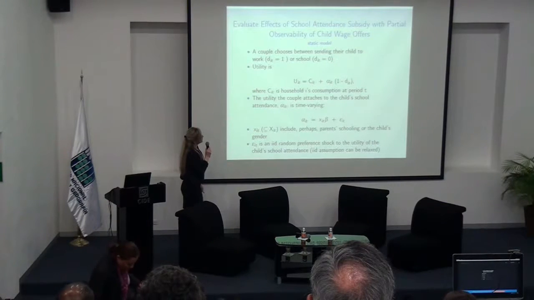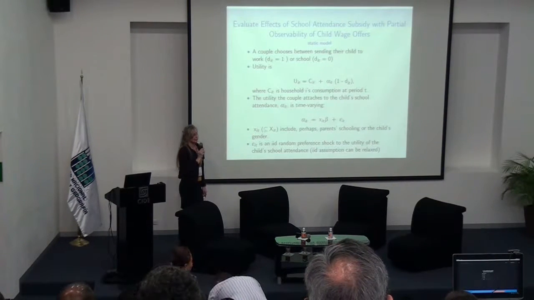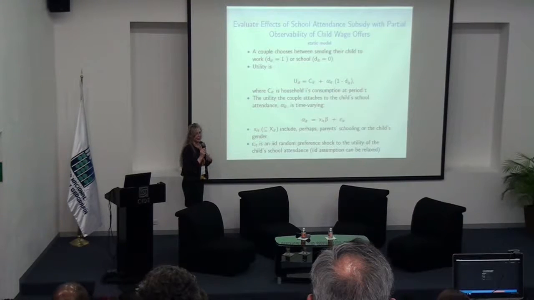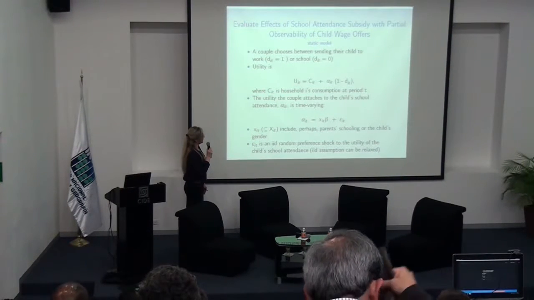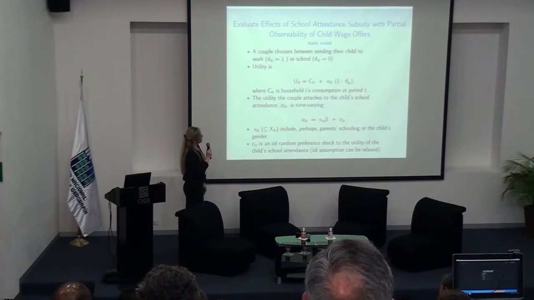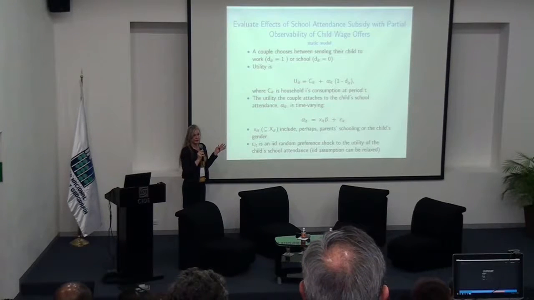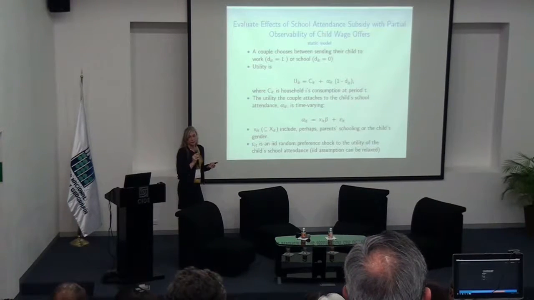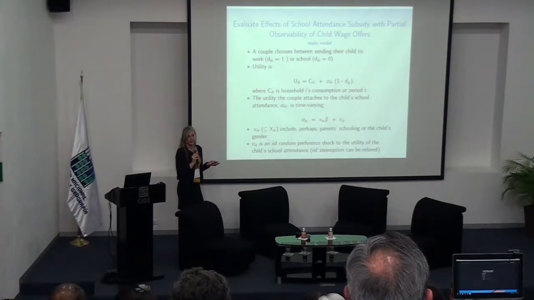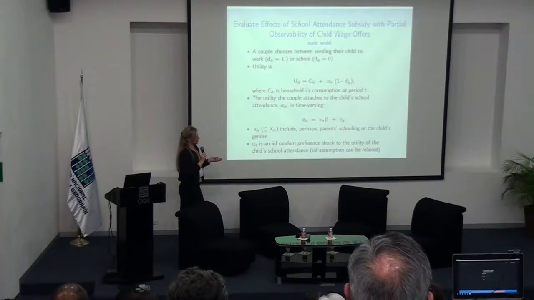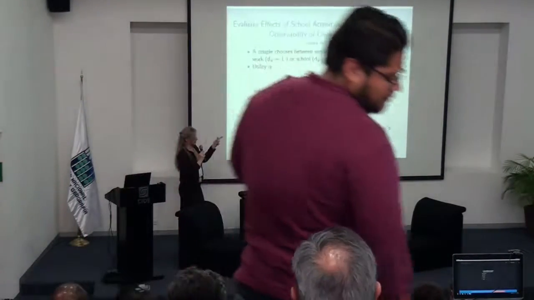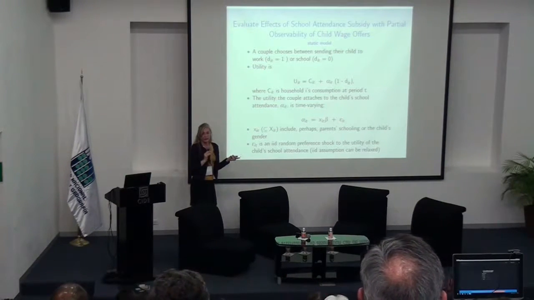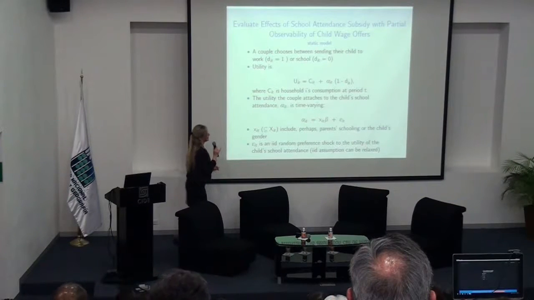So a family chooses to send their child to work, in which case D equals 1, or to school. I apologize that I'm an economist, so some of this is the language of economics. We postulate that the family is maximizing utility, and the things they value are consumption and the child's schooling, and they have to trade off. If the child doesn't go to school, the child would go to work, but you could also have home work, and the child would contribute to family consumption. So they're trading off these different activities.